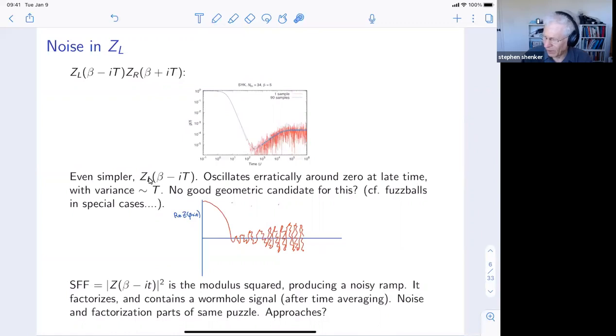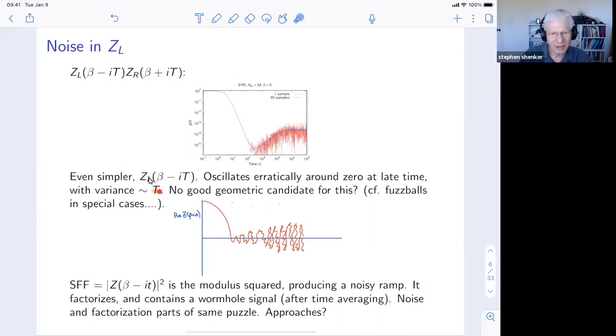Okay, well, so we talked about this spectral form factor. I don't even know if I defined it. It's this product of two partition functions. I should have defined it. I guess I was assuming Phil had defined it. Z left continued to complex time times Z right continued to complex time.